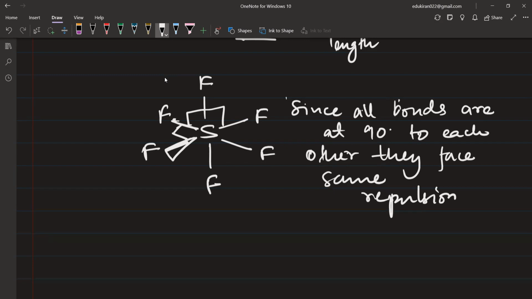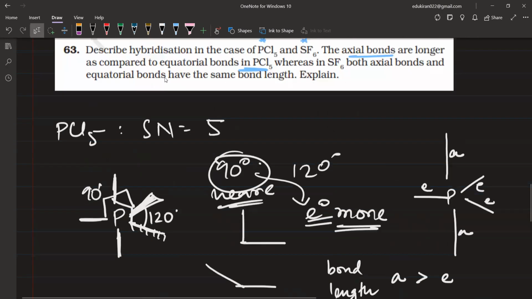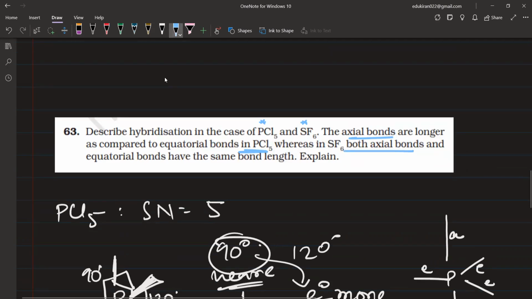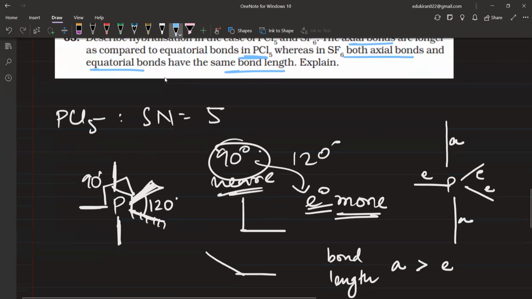And if they're facing the same repulsion, then they have the same bond length also. And that is why in SF6, both axial bonds and equatorial bonds have the same bond length. Why? Because they are facing equal repulsion. And in PCl5, the equatorial and the axial ones are not facing equal repulsion.